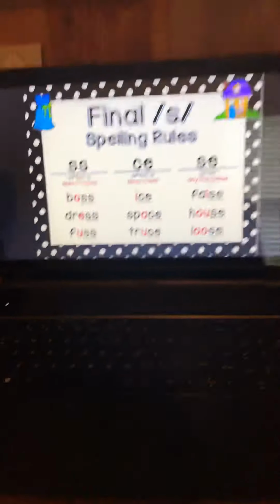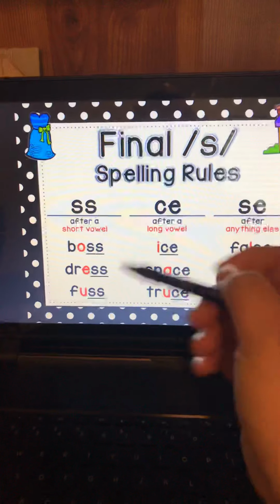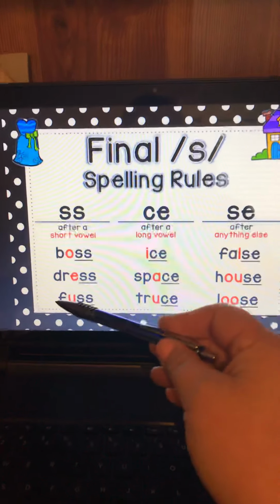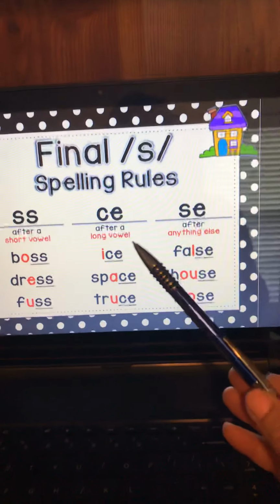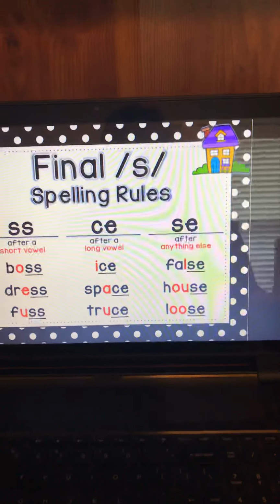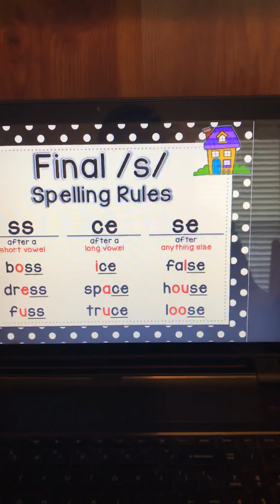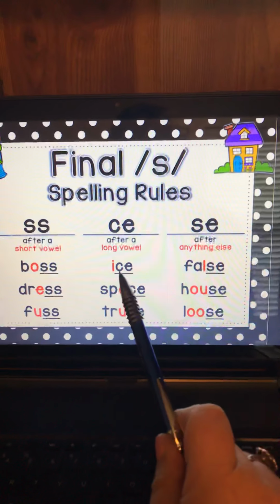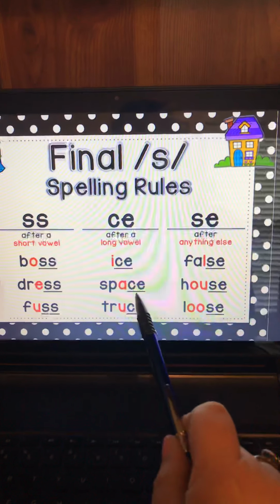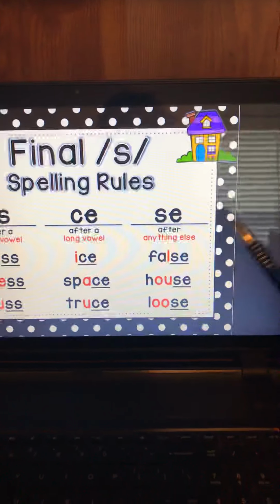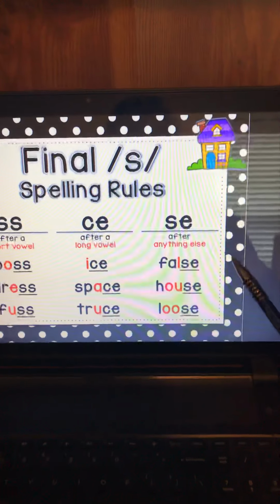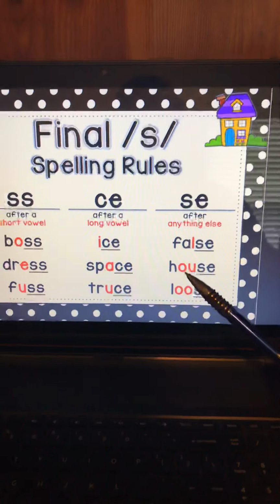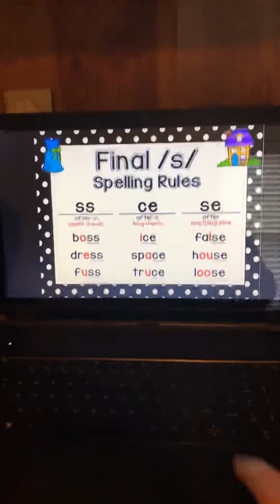Final S spelling rules. So we add two S's, so we say SS after a short vowel, like boss, dress, fuss. CE after a long vowel. So if I hear that long vowel sound, like A, E, I, O, or U, I would add a CE. So like ice, space, truce. SE after anything else. So like consonants or anything that's not a short or long vowel. Like false, house, loose. Good job, friends.